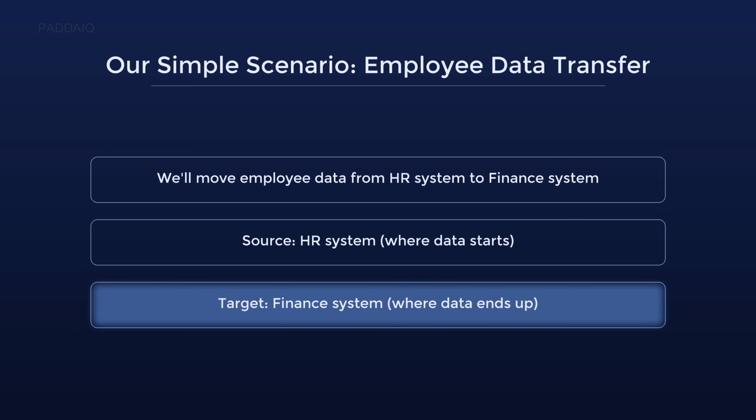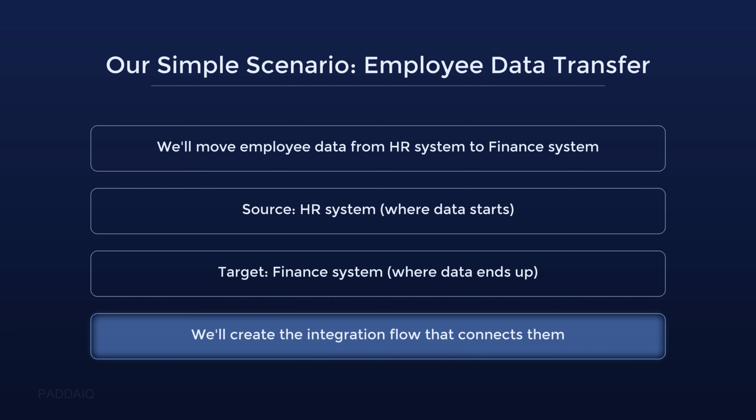Target: finance system, where data ends up. This is the final destination for the employee data, like the central accounting software. For example, after processing, employee payroll details are sent here for salary calculations. This ensures the financial records are always updated with the correct information.